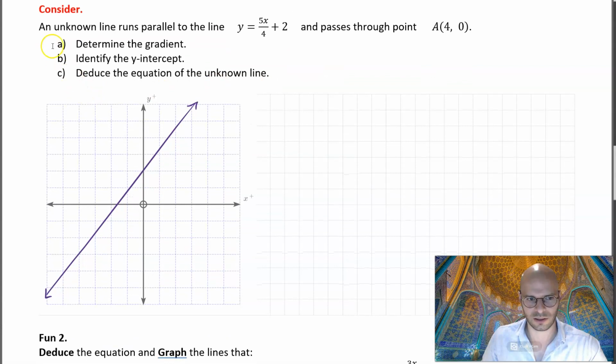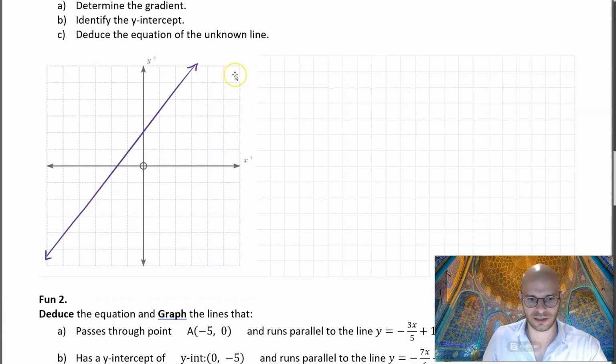Now consider an unknown line that runs parallel to the line y equals 5x over 4 plus 2 and passes through point A, (4, 0). We're going to deduce the equation of this line using 3 steps. We're firstly going to determine the gradient, identify the y-intercept, and then finally deduce the equation of the unknown line.